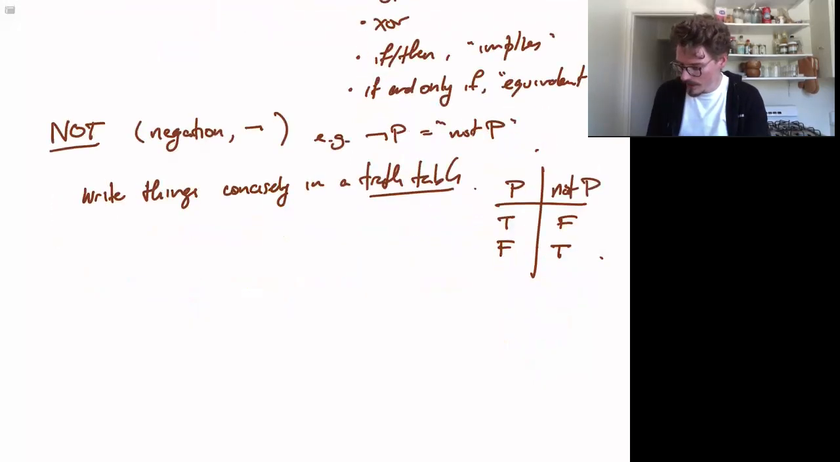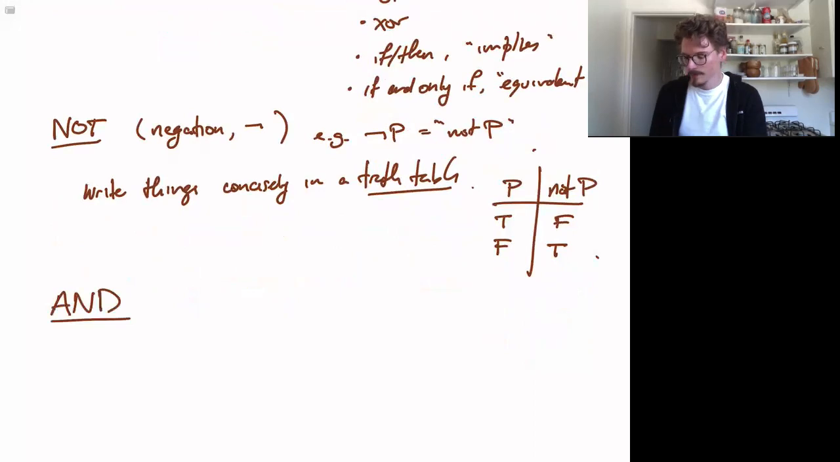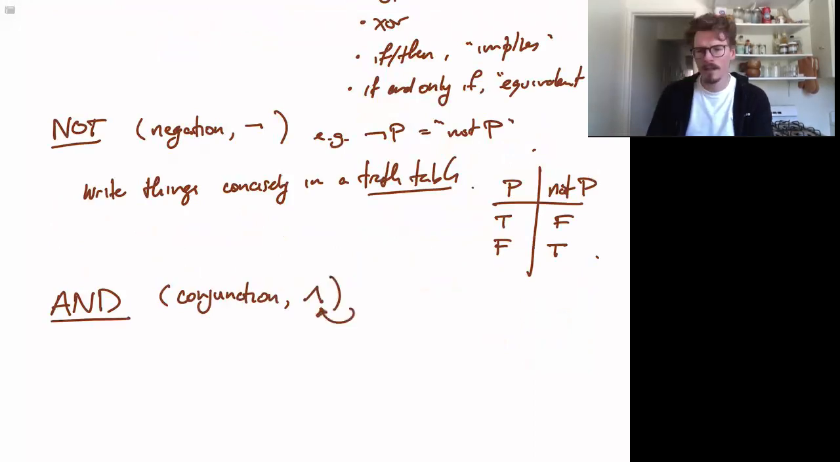Let's move on to and. So this is also called, whoopsies, also called conjunction and denoted by a wedge, which, again, I'm not going to use this very frequently, but you can remember it because it looks like an A for and.